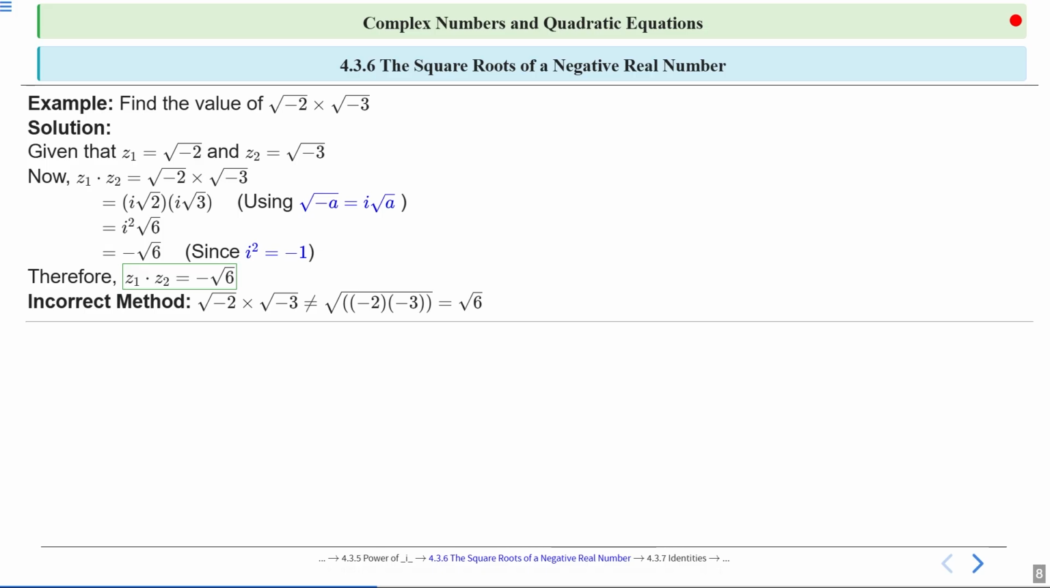And it's important to note a common mistake. Incorrect method: square root of minus 2 times square root of minus 3 does not equal square root of minus 2 times minus 3, which equals square root of 6. Okay, so note this point. This is an incorrect method. The correct method we have discussed in the solution of this example.